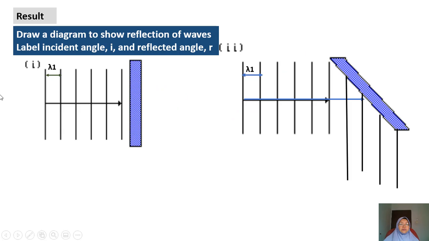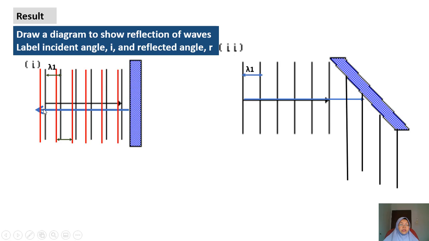Now we draw a diagram to show the reflection of a wave. We label i and r. For the first one, this is the direction of the reflected wave, and we draw the wavefront. Make sure that lambda 1 equals lambda 2, where lambda 2 is the reflected wave.